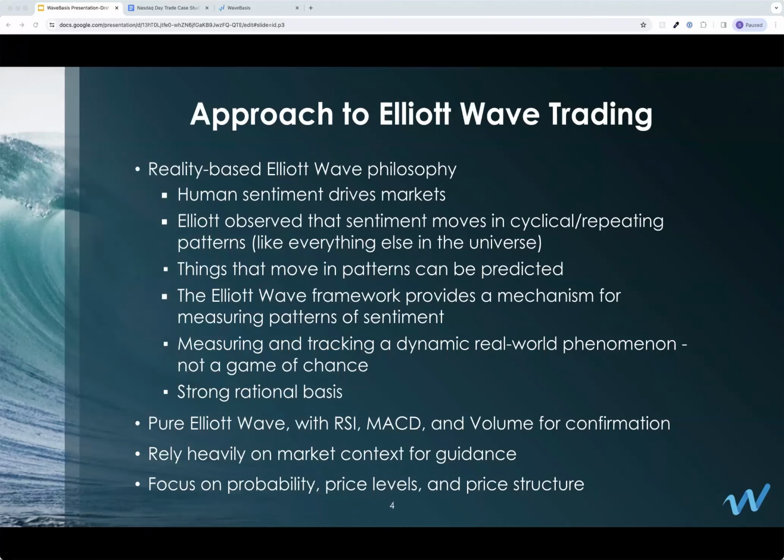So let's see. One other thing I'll mention, this idea of predicting patterns of human sentiment. We have plenty of obvious examples of crowd sentiment moving in cycles in our real world and in our day-to-day life, from geopolitical cycles, and social media platforms use this kind of information, to anything related to marketing, advertising. Google has built an empire based on predicting patterns of human behavior, and fortunes have been made using Elliott Wave analysis to predict patterns of human behavior. So again, strong rational basis for what we're doing here today.